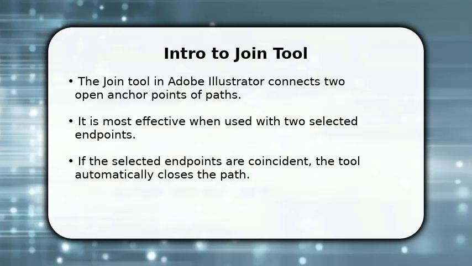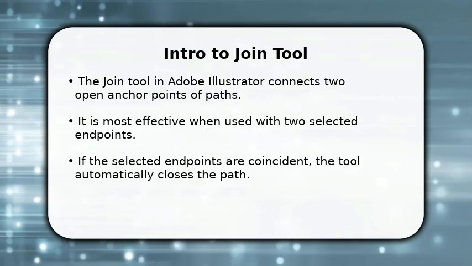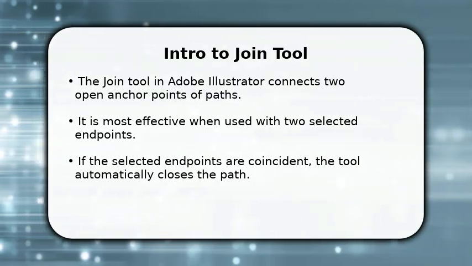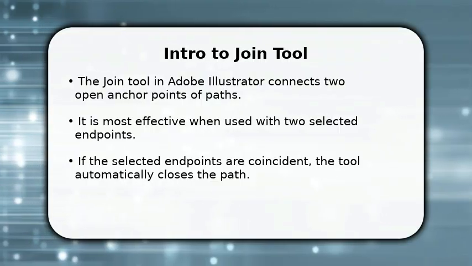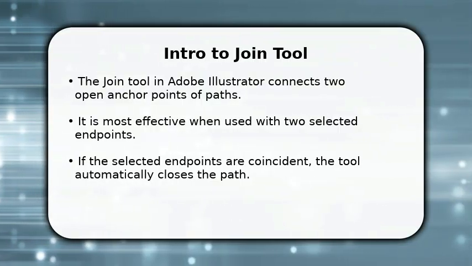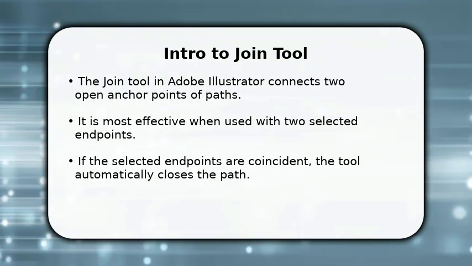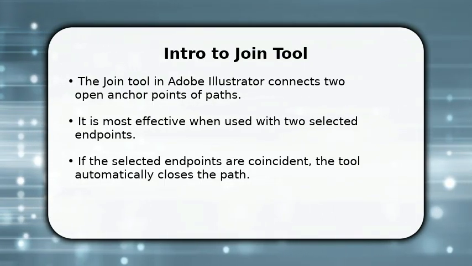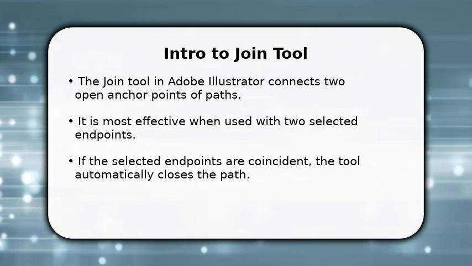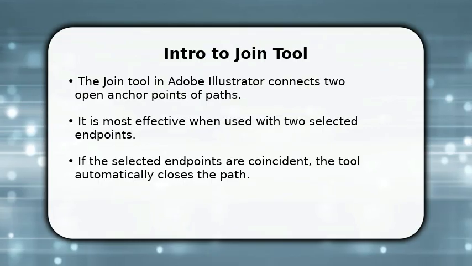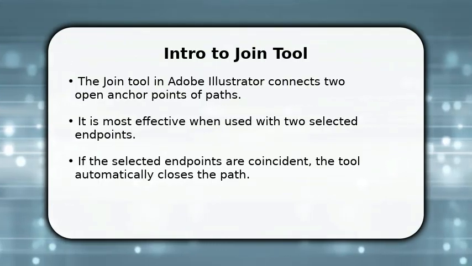In this video, I will explain how to use the Join tool in Adobe Illustrator. This powerful feature helps you connect open paths and create seamless shapes. Simply select two open anchor points using the Direct Selection tool. Illustrator will then intelligently connect them, either by closing a gap or creating a new segment. It's a fundamental skill for precise vector editing and ensuring your artwork is perfectly closed.